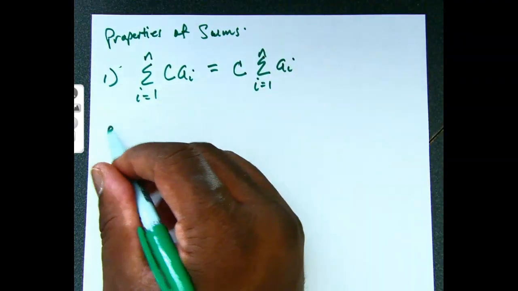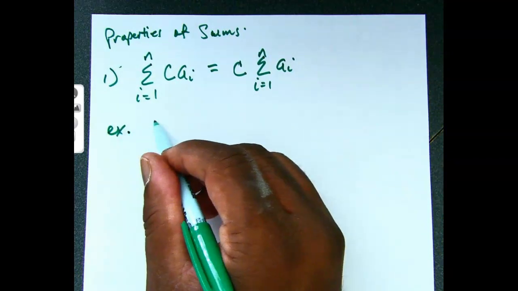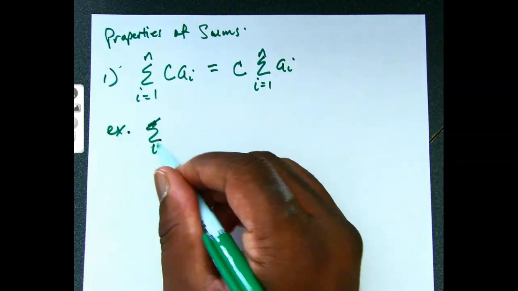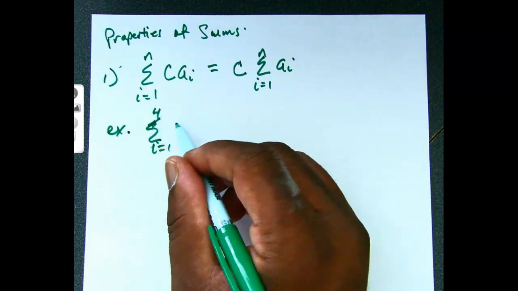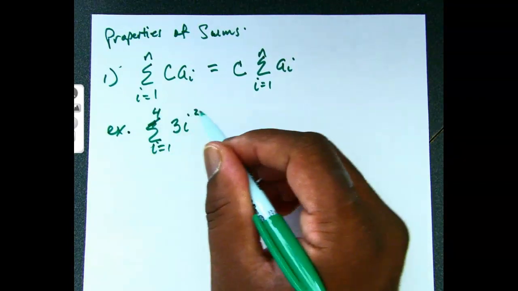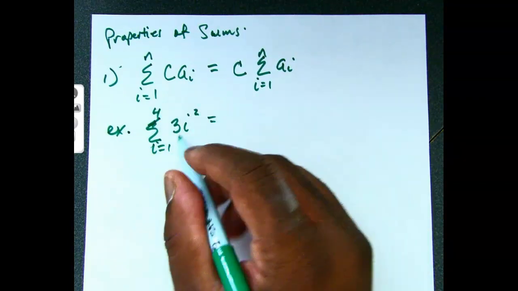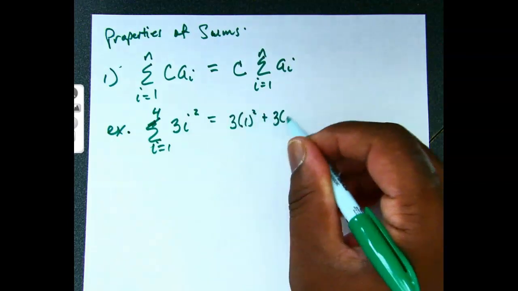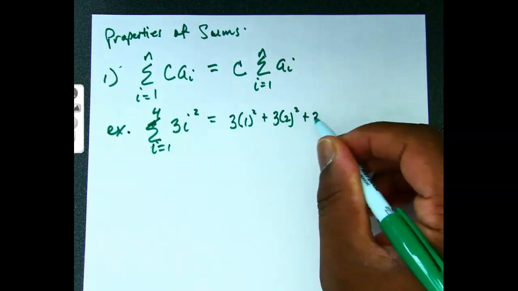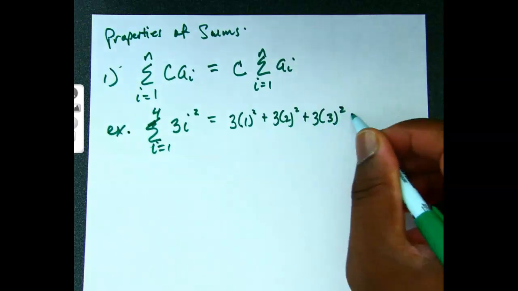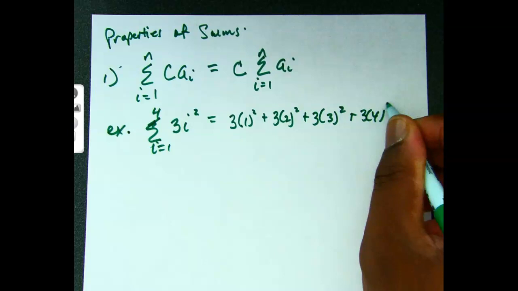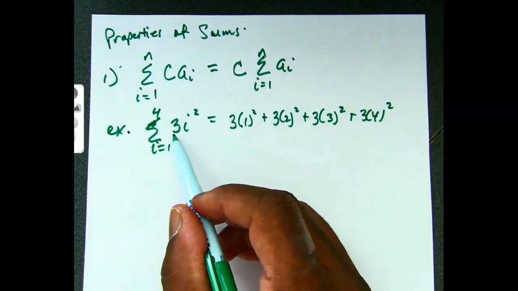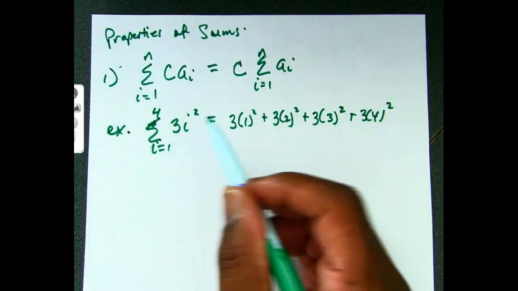So take a look at this example. Let's say we have the summation i equals 1 to 4 of 3i squared. So this would be 3 times 1 squared plus 3 times 2 squared, 3 times 3 squared, and then 3 times 4 squared. So you're not squaring the 3, the only thing you're squaring is the i.